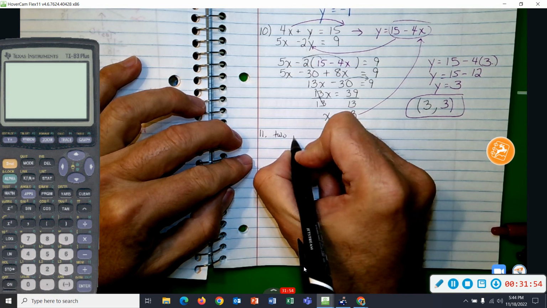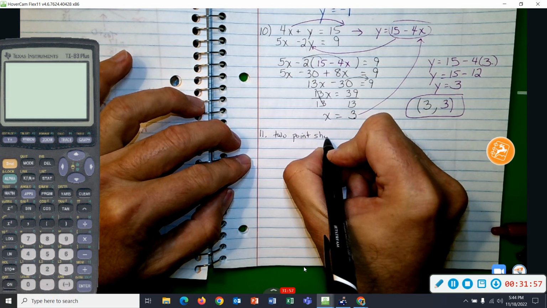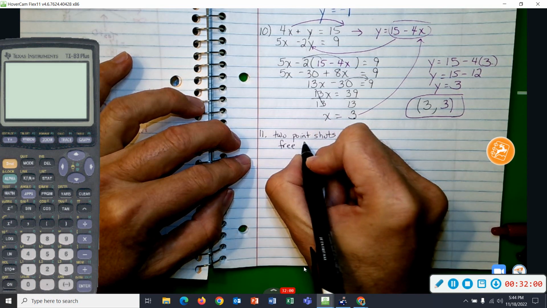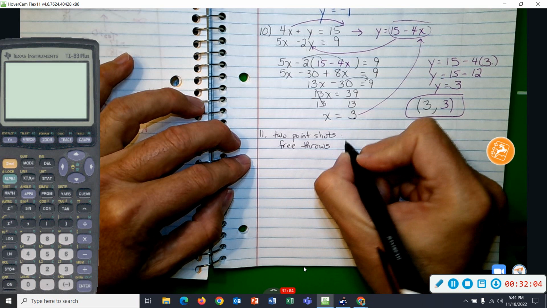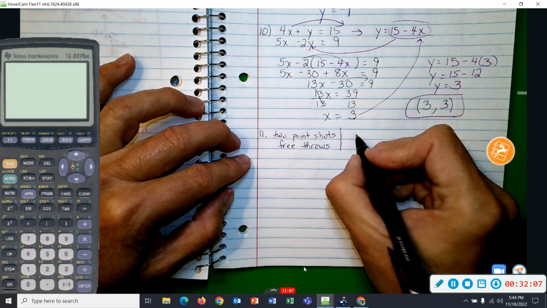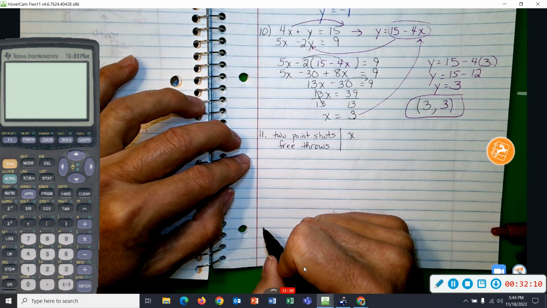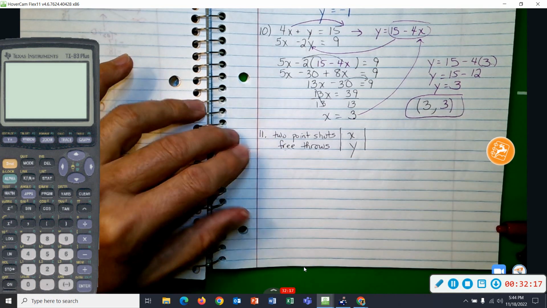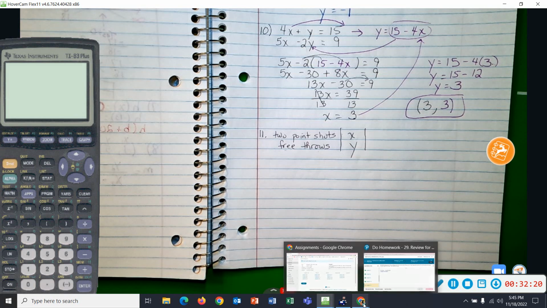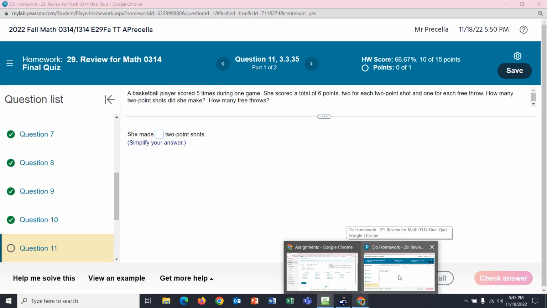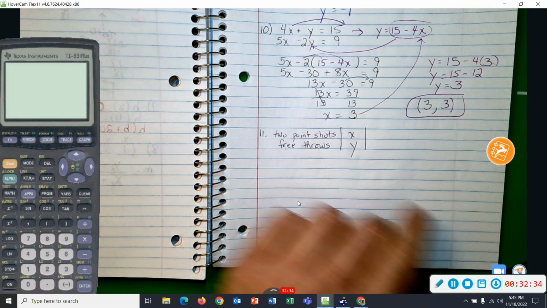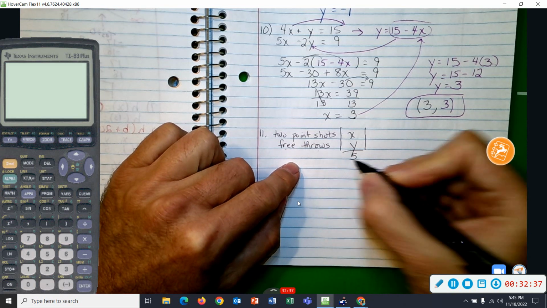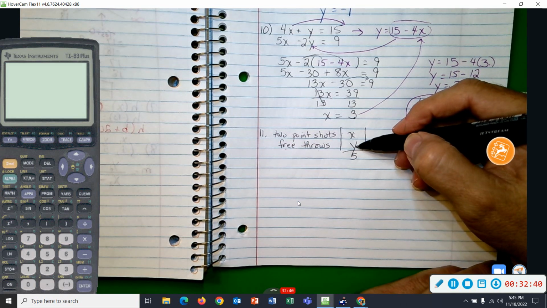So I'm going to make a table. How many 2-point shots and how many free throws. Those are what we're told to find. So I'm going to call the number of 2-point shots x, the number of free throws y. And we're told that she scored 5 times during the game. That's the total number of times she scored. So that's the total of the number of 2-point shots plus free throws.